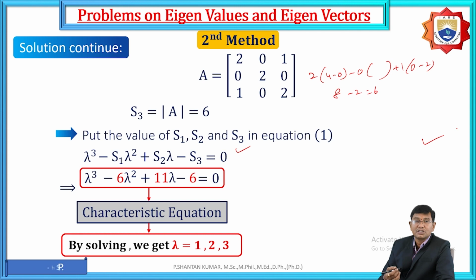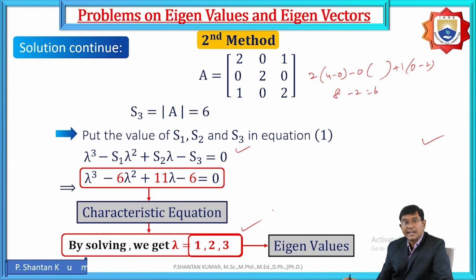Either by the factorization method or synthetic division or any other method, by solving that, we obtain lambda is equal to 1, 2, 3 as the final values. These are called eigenvalues, or latent values, or proper values.